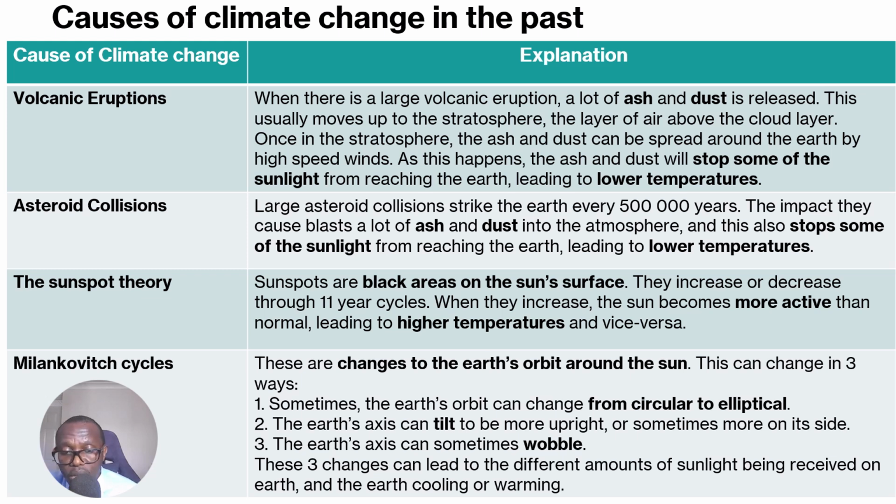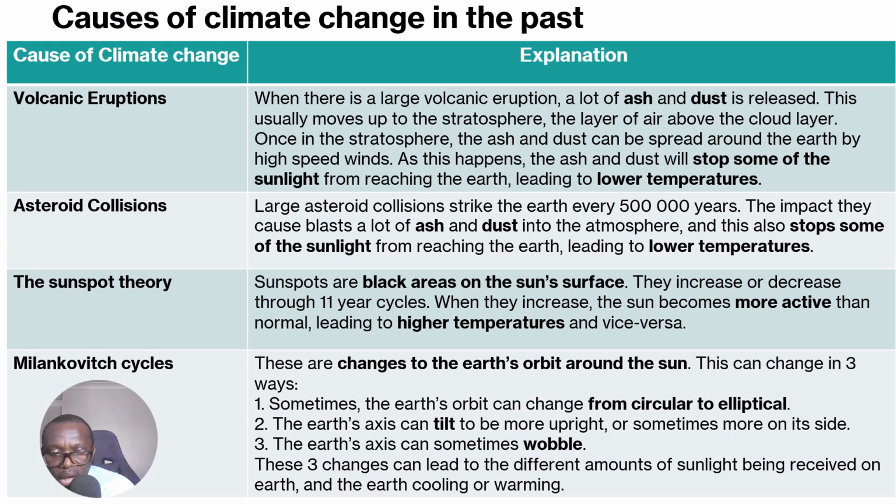Then the second way within the Milankovitch cycles is that the Earth's axis can tilt. So the tilt of the Earth's axis. It can tilt from being more upright to being more on its side. And again, when this happens, some areas are going to be either farther away or closer to the sun, and as a result, you'll have either cooler conditions or warmer conditions.